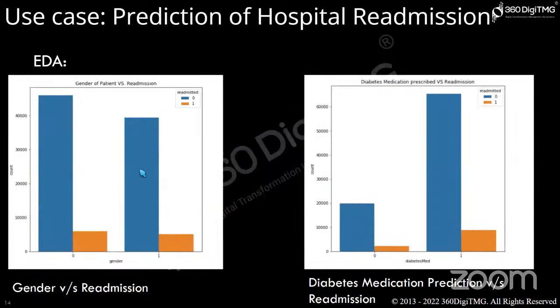We also checked for gender ratio. So we saw more females, yes, this is female. More females are getting readmitted. Also, we checked for diabetes medication versus readmission. So we saw the people who are on diabetes medication are getting readmitted more than those who are not.